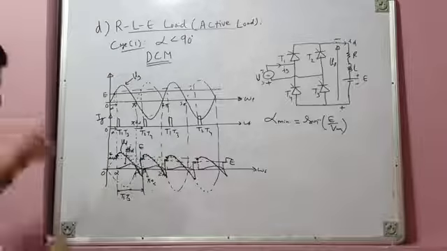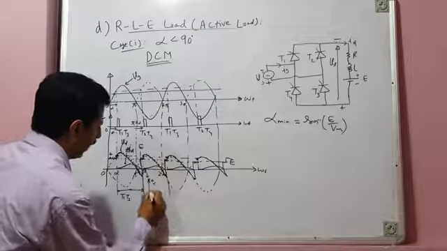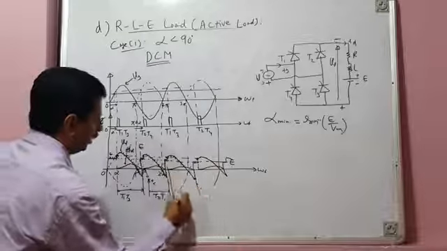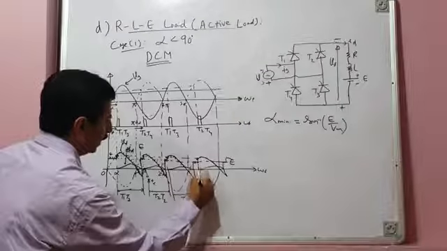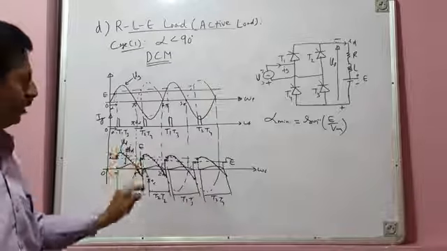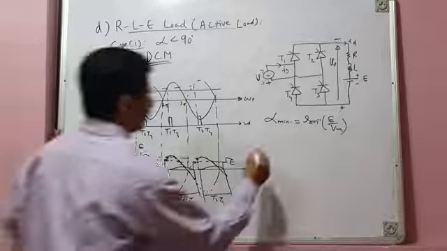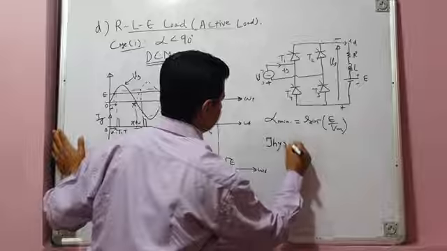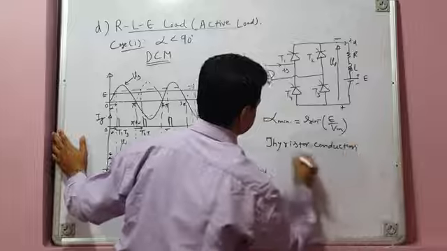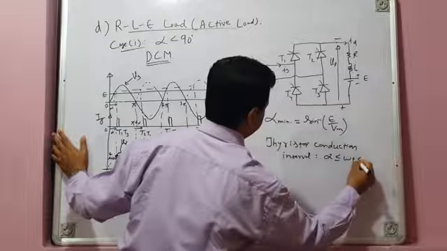So therefore here T1 T3 conducts from alpha to beta, and T2 T4 conducts from pi plus alpha to 2 pi plus beta. This is T2 T4, and then again here T1 T3 conducts, and then again here T2 T4 pair conducts. So therefore we identify here two regions, two intervals. One is from alpha to beta, that is called thyristor conduction interval.